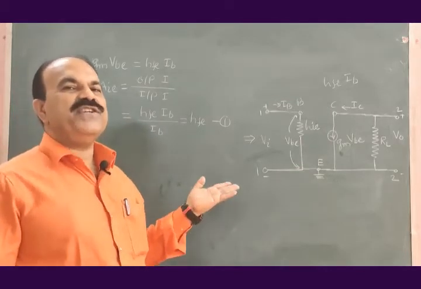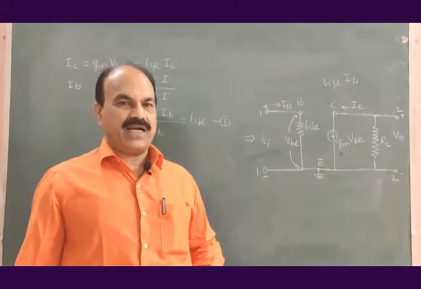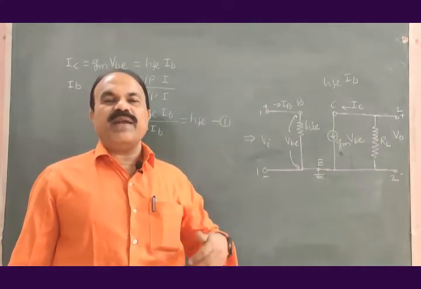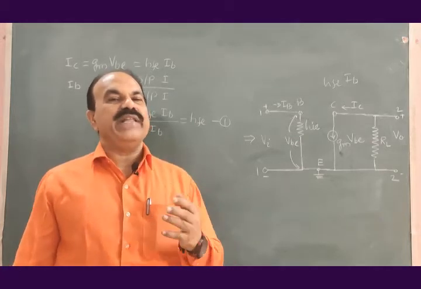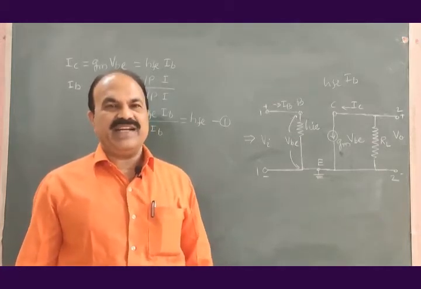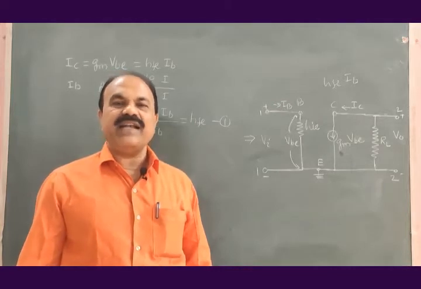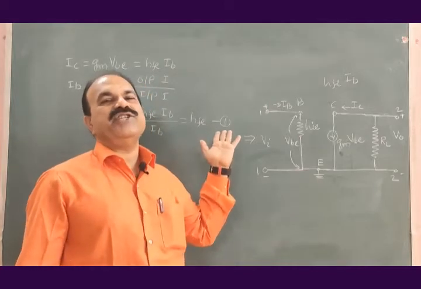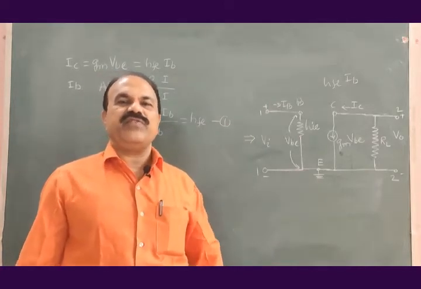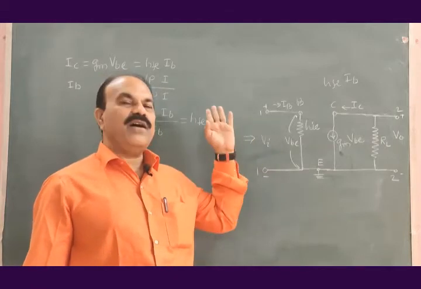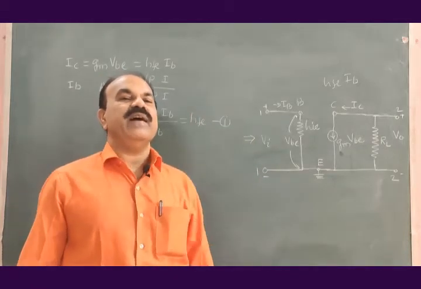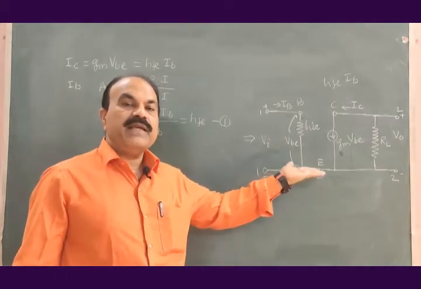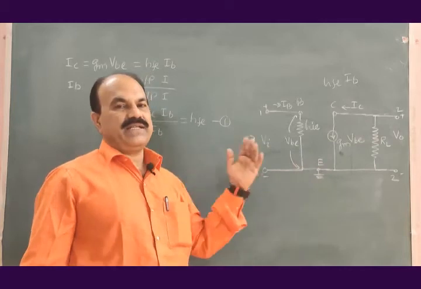This HFE is similar to DC beta. While talking about common emitter connection of transistor, we found the current gain beta. Beta is equal to delta IC by delta IB at constant VCE. It is just similar to that. HFE is the current gain of the CE amplifier shown in figure 1. Figure 2 gives the H parameter AC equivalent circuit.